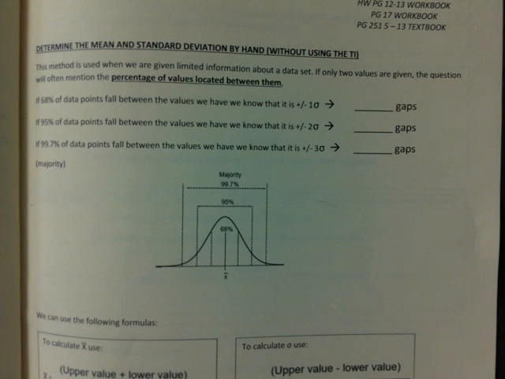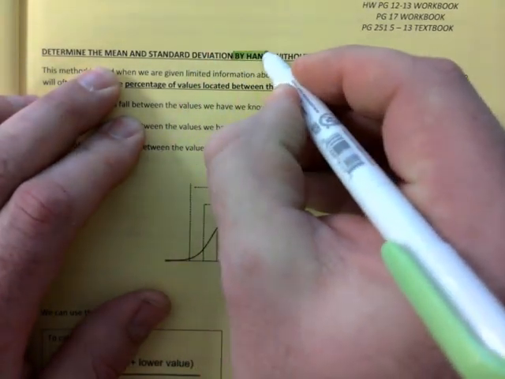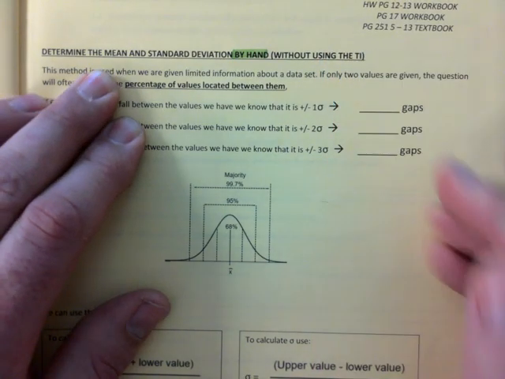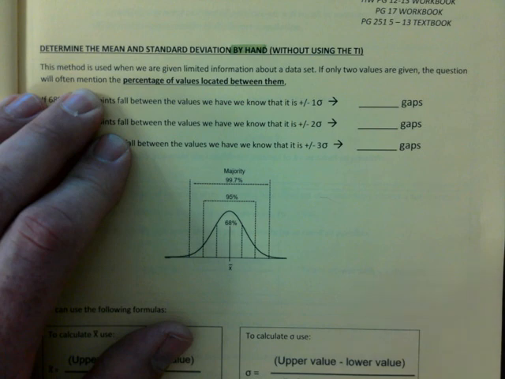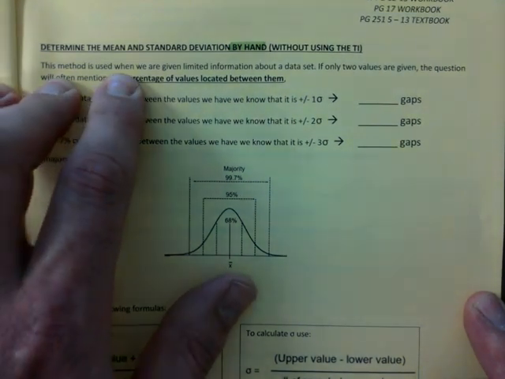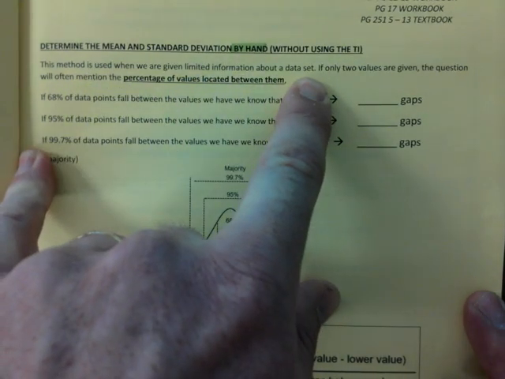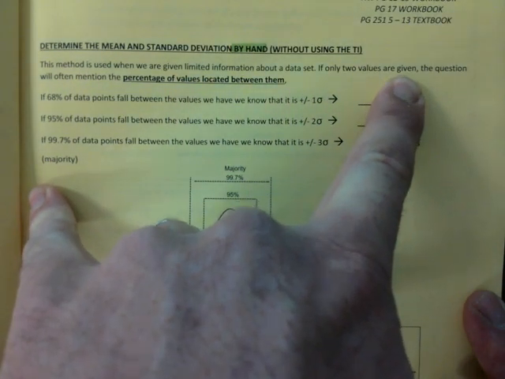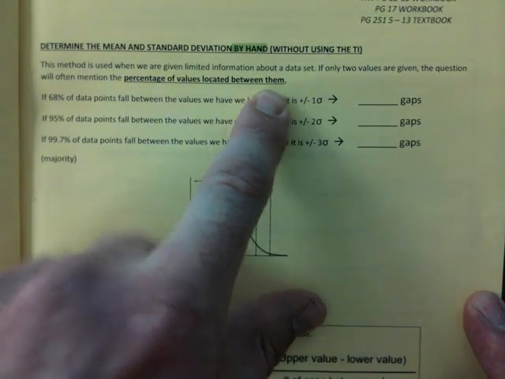Sometimes you'll have these scenarios here, okay? You ready, guys? Determine the mean and standard deviation by hand, right? Without the TI-84. You can still use your calculator, but not the function for mean and standard deviation. This method is used when we're given limited information about a data set. If only two values are given, the question will often mention the percentage of values located between them.